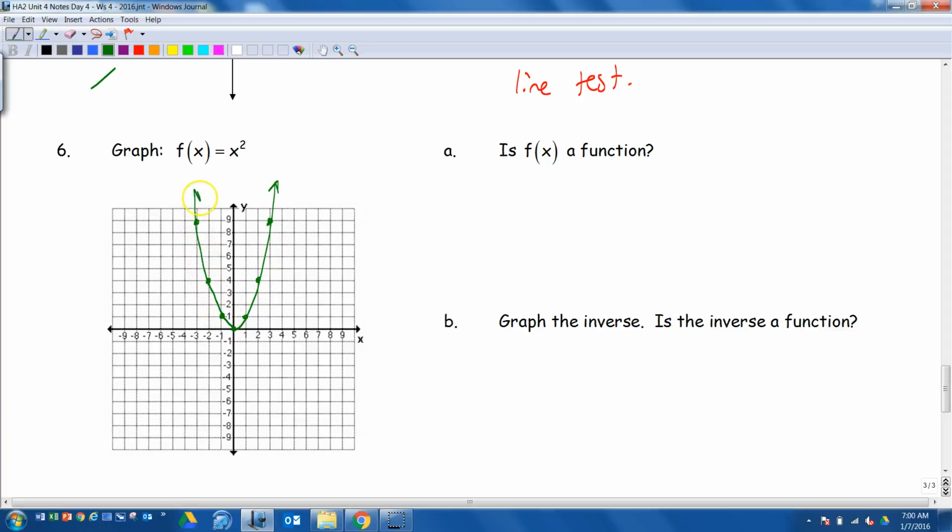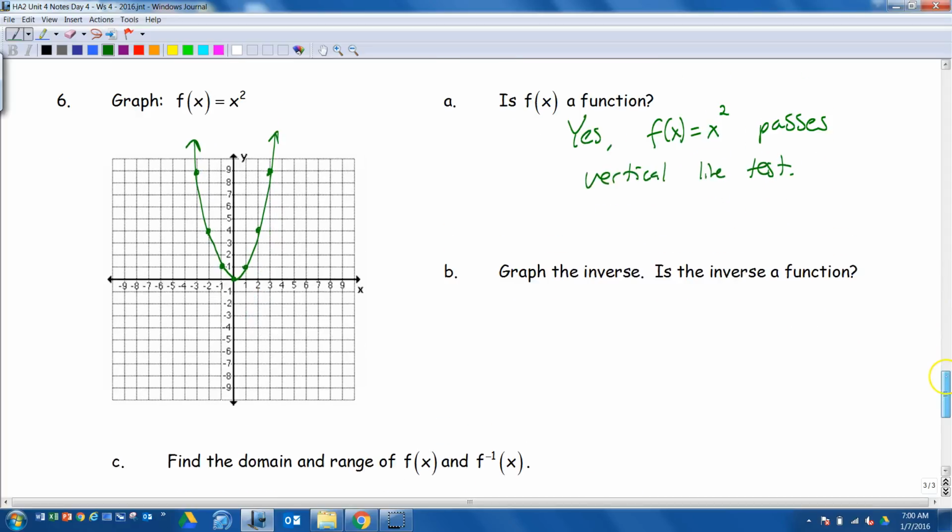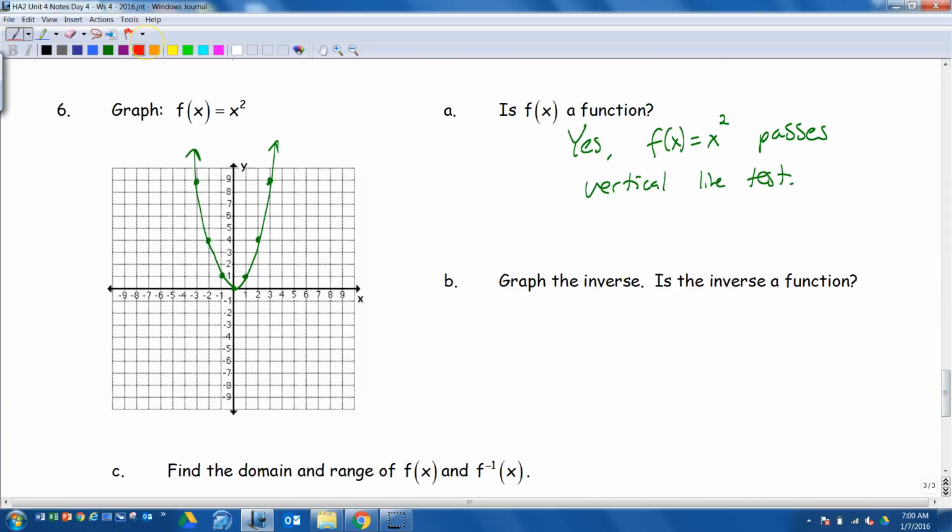First of all, is that a function? Yes, because f of x equals x squared passes the vertical line test, right? So before doing the horizontal line test, we're going to graph the inverse. And here's how you do that.